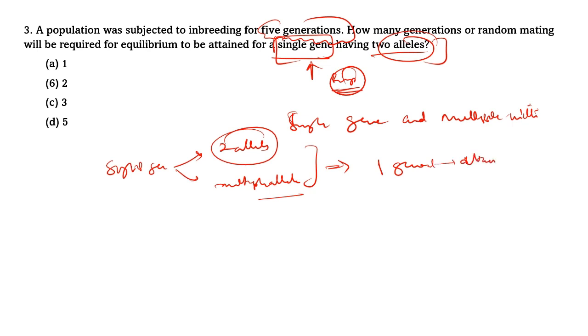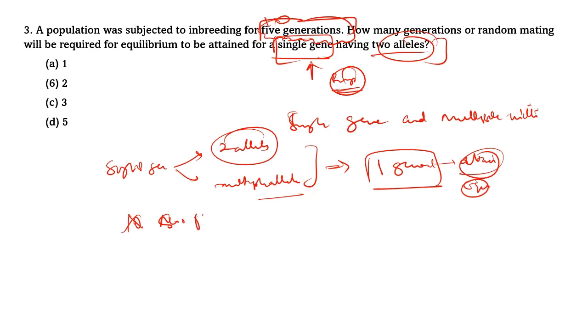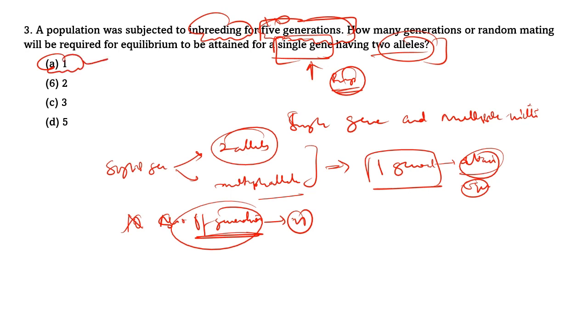So you should remember this: only one generation is required to attain the equilibrium, whatever may be the number of generations, even if it is 5 or 10. The number of generations doesn't matter if we are talking about a single gene. It can be n number of generations of inbreeding, and even then it requires only one generation to attain the equilibrium. So the answer would be 1. Just make sure to remember this. This is one of the important concepts.